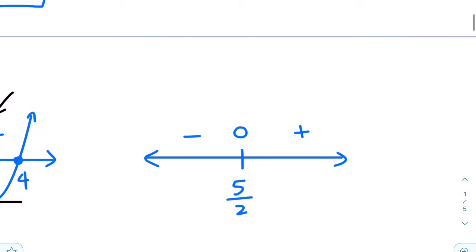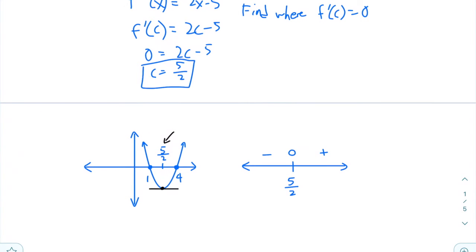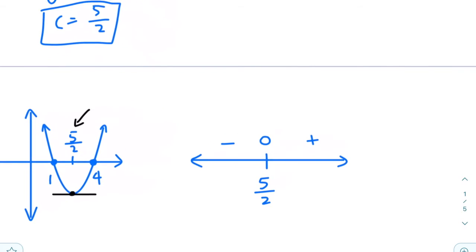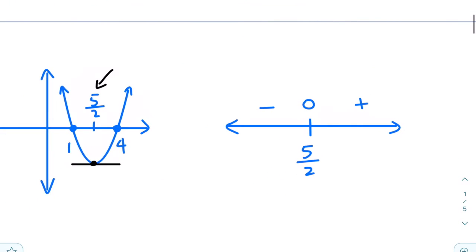Here's a number line of the derivative. As you can see, for this number line, the derivative is 0 at 5 over 2, negative before it and positive after. That's basically just modeling this graph over here.